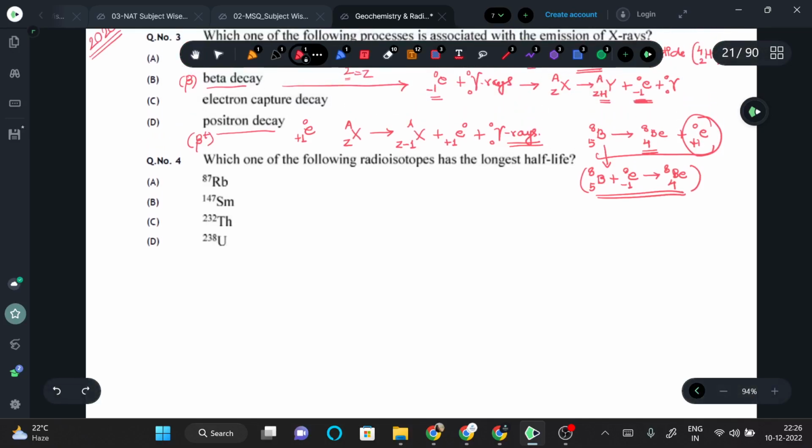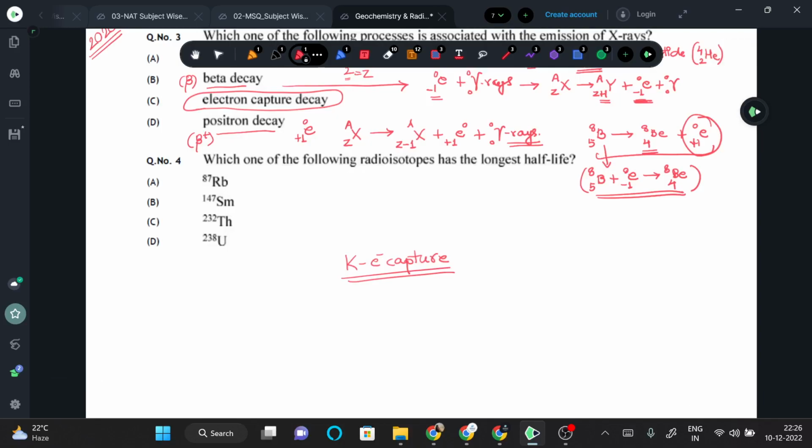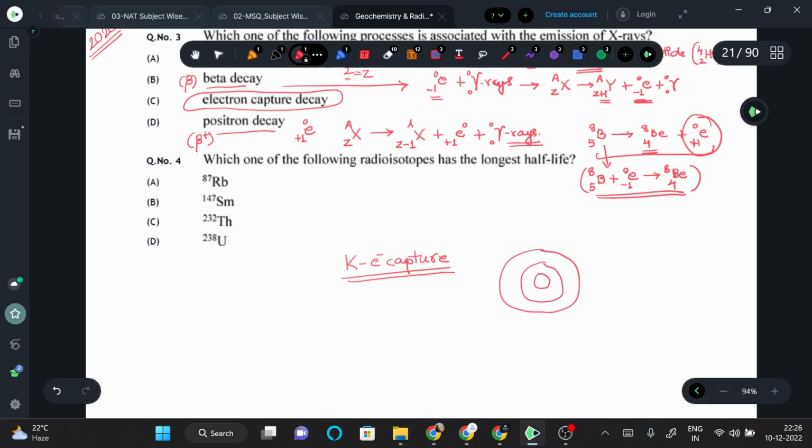So this electron capture decay, what you are seeing here in the third option, is fully known as K electron capture. This is the original name. And also we can call it electron capture. What happens is, you must know these things. There are different shells, right? In a particular atom. Let's say this is M, L, K. So K is the innermost shell.